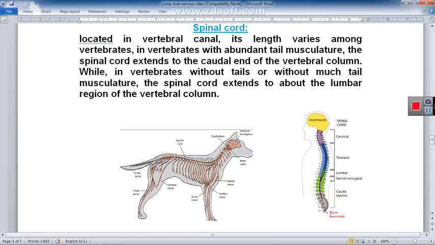While in vertebrates that don't have a tail or have a poor tail, the spinal cord is shorter than the vertebral column. For example, in a human, the spinal cord ends at the level of the first lumbar vertebra, and so there is no caudal part of the spinal cord. The spinal cord is formed of cervical segment, thoracic segment, lumbar segment, and sacral and coccygeal segments only. You don't have a caudal spinal cord just like in the vertebrates with a well-musculated tail.